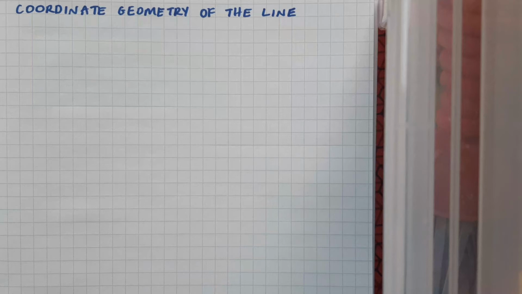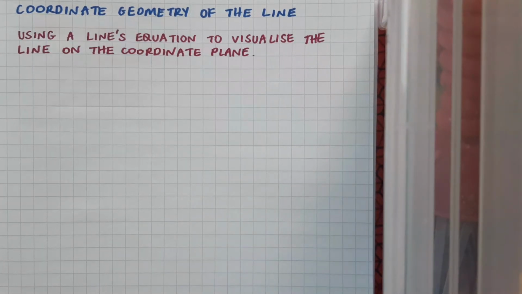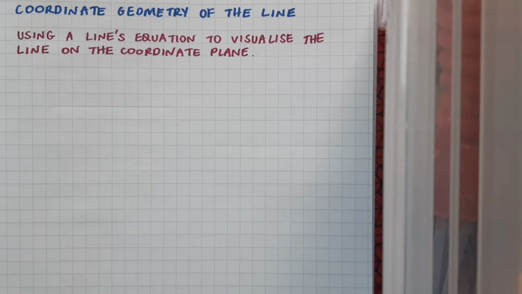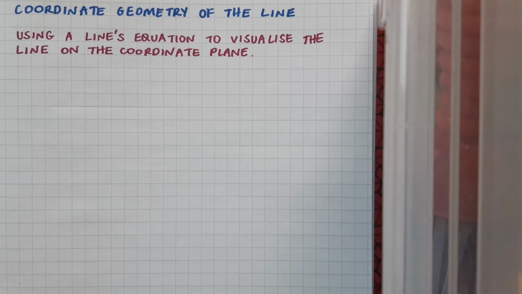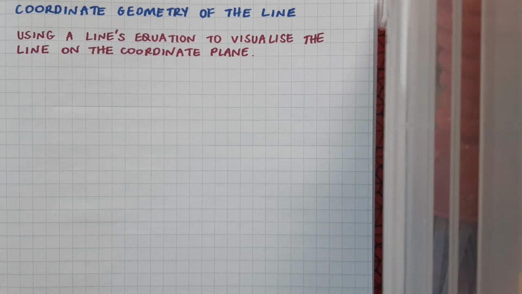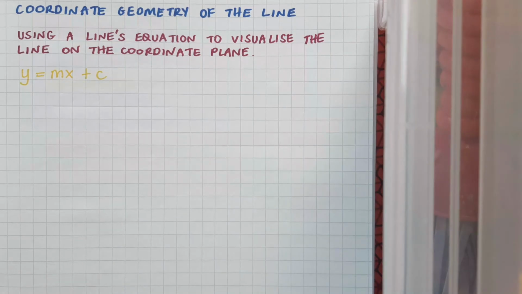In this video on coordinate geometry of the line, we're going to look at how to use a line's equation to visualize that line on the coordinate plane. And I'm particularly going to look at this in light of the equation being written in the form y equals mx plus c. So I've spent a bit of time emphasizing that y equals mx plus c is a nice way to write the equation of your line.